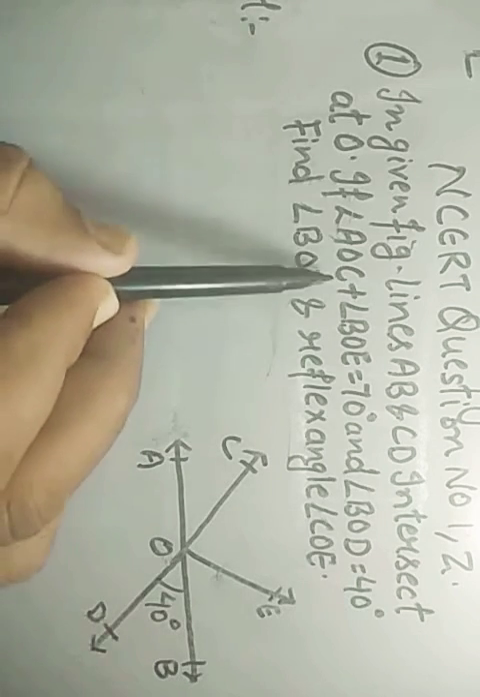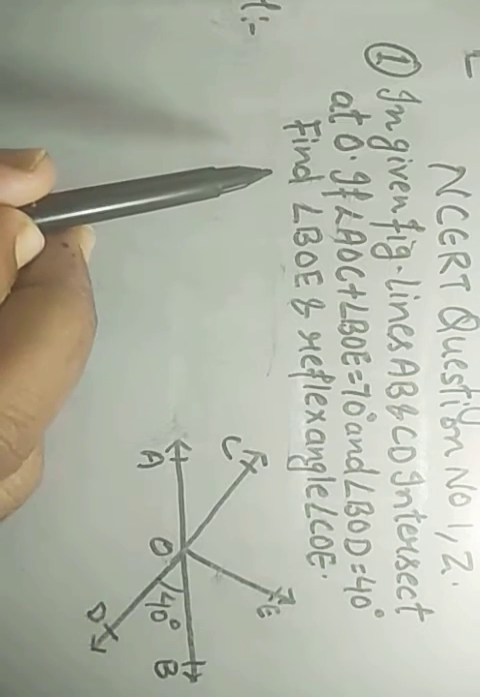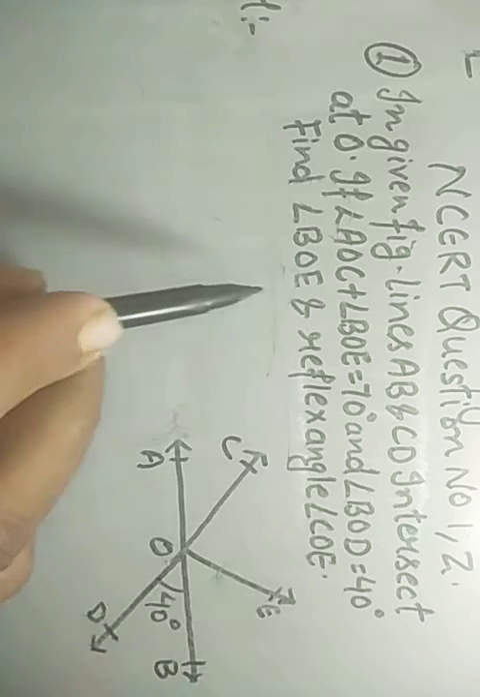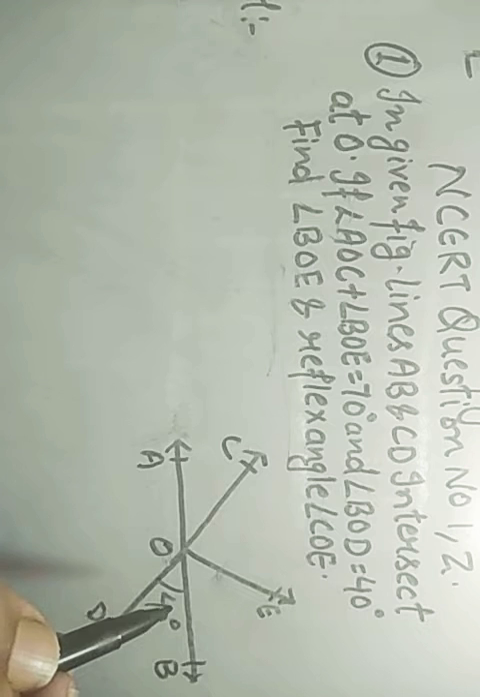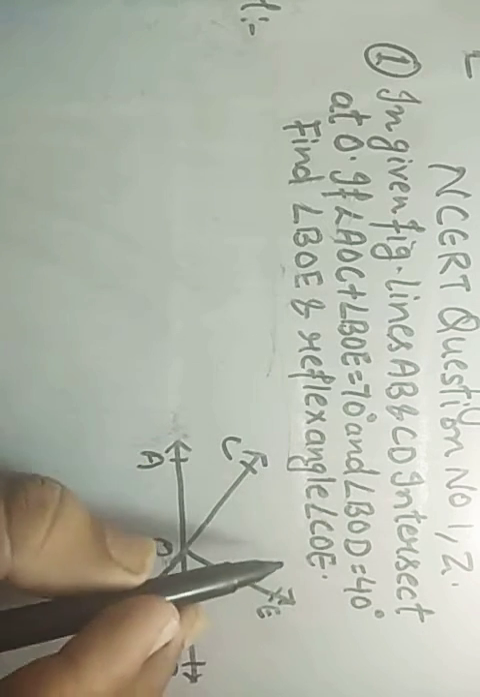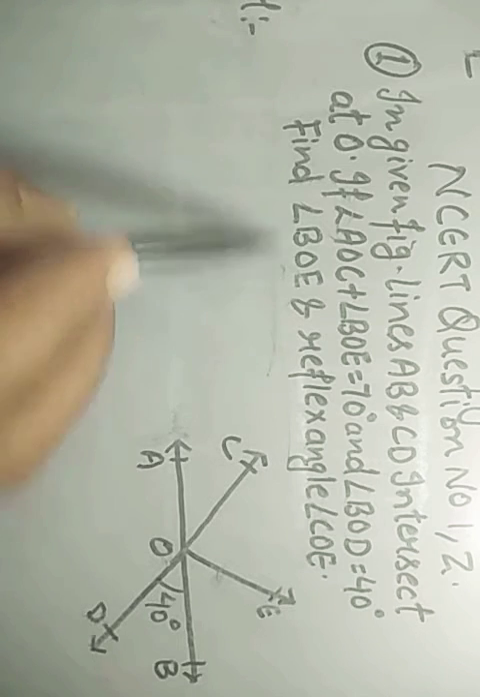If angle AOC plus angle BOE is equal to 70 degrees, and angle BOD is equal to 40 degrees, find angle BOE and the reflex angle COE. Okay, so friends, don't be confused between angle COE and reflex angle COE. When we find angle COE, I will discuss the difference between angle COE and reflex angle COE. First we need to find angle BOE.